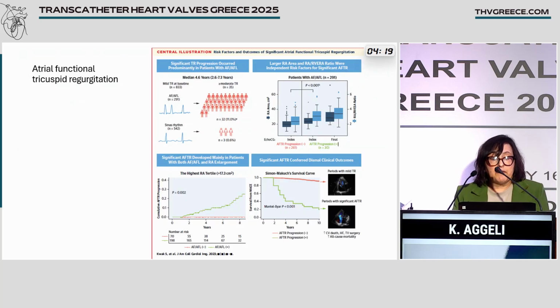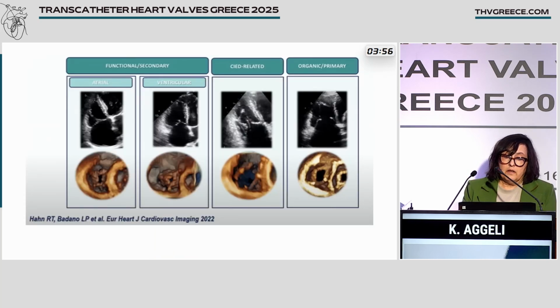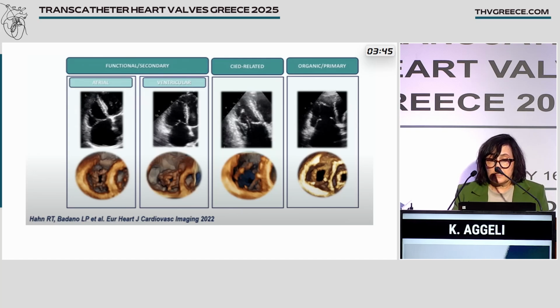Regarding atrial functional tricuspid regurgitation, it's very important to note that the larger RA area and the RA to RV area ratio were independent risk factors for significant atrial functional regurgitation. This slide has already presented functional, atrial or ventricular, tricuspid regurgitation, device-related regurgitation, and 2 to 5% organic primary regurgitation.